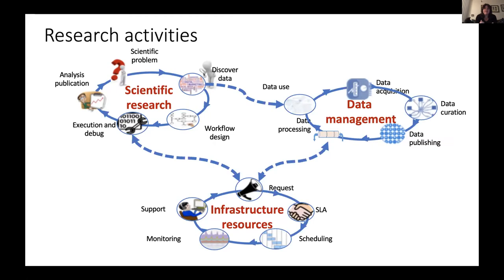So what is all part of these research activities? You need data management, the data use, how to process data, you want to publish the data. And of course, it's important to have also data curation or acquisition. And between all of this, the underpinning infrastructure resources are there, like support for the technical solutions. You have monitoring. In HPC, you have scheduling, or even also scheduling on a local computer. You have agreements. So it's a very complex infrastructure to address a scientific problem.